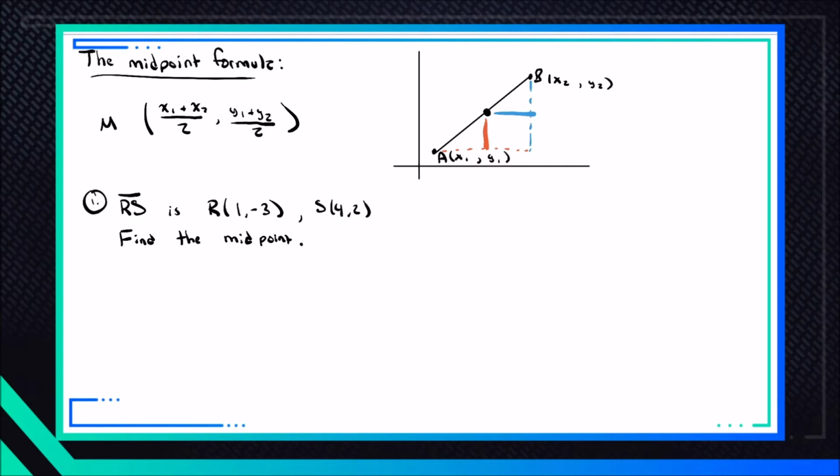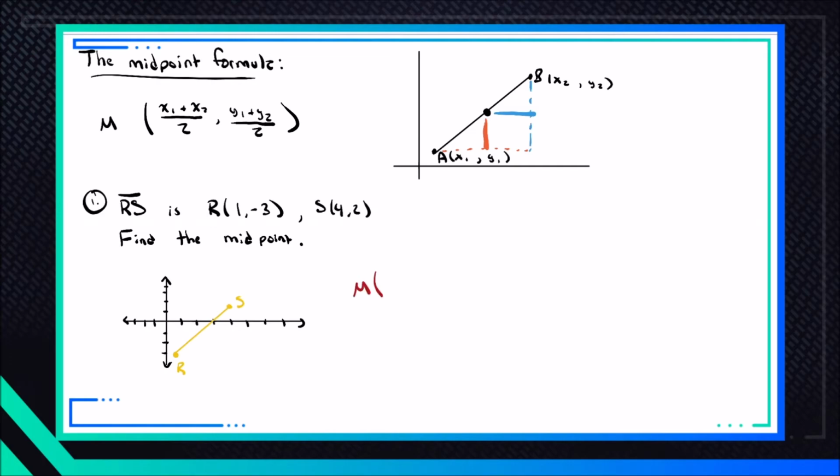So if we draw out a coordinate plane here, and put on some tick marks here, and then put on our segments. So we're going to go to 1, -3, and that's going to be point R, and 4, 2, that is going to be S. Connect those. We can see that our midpoint is going to be somewhere right in here. So let's actually use our midpoint formula.